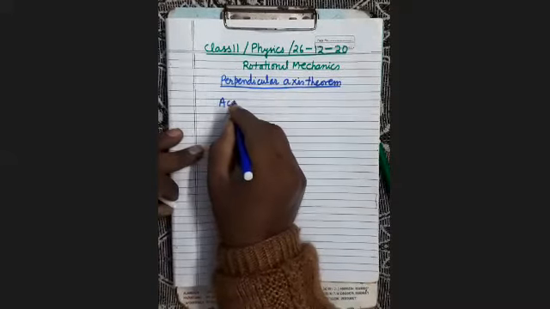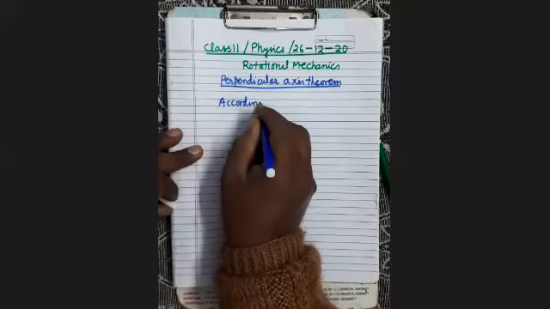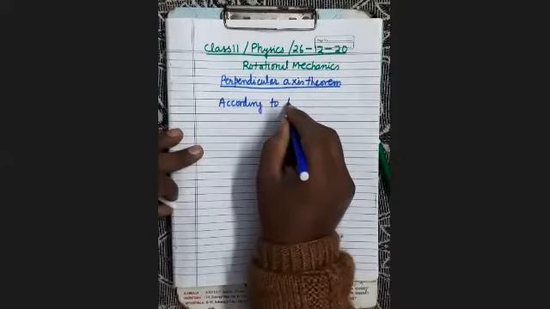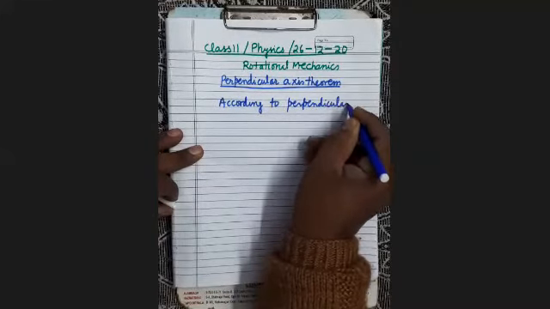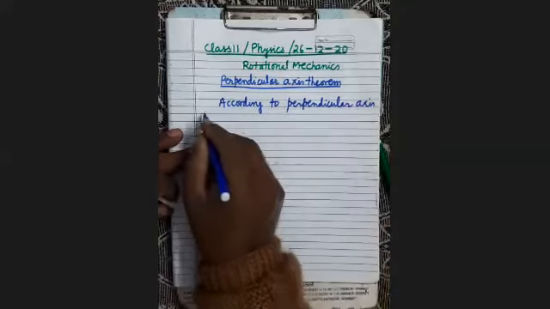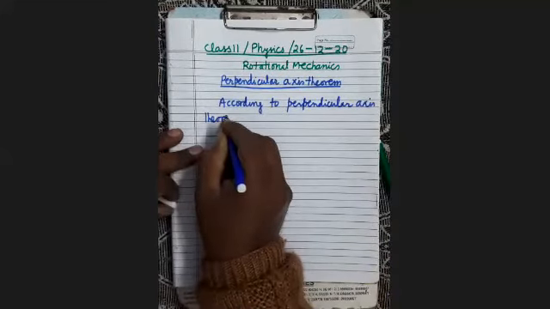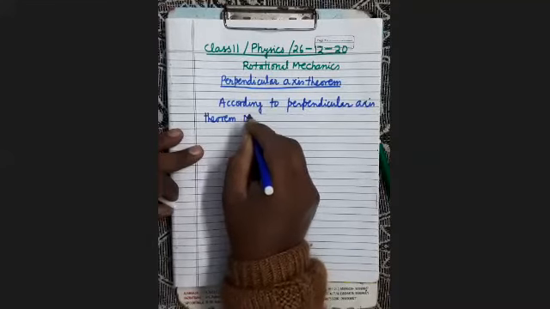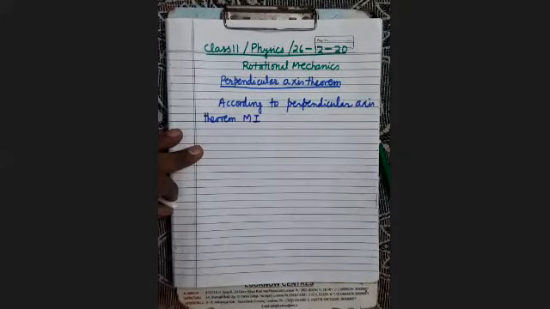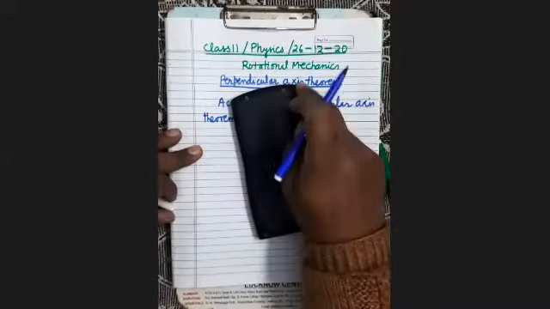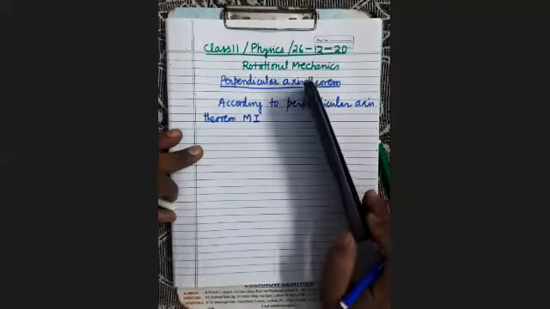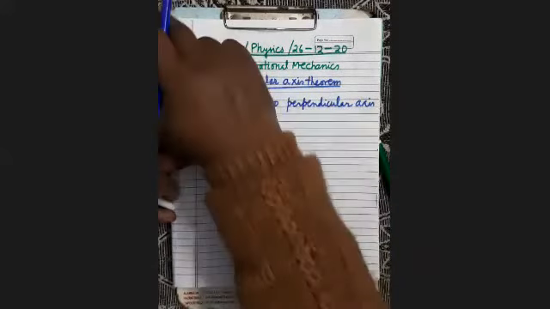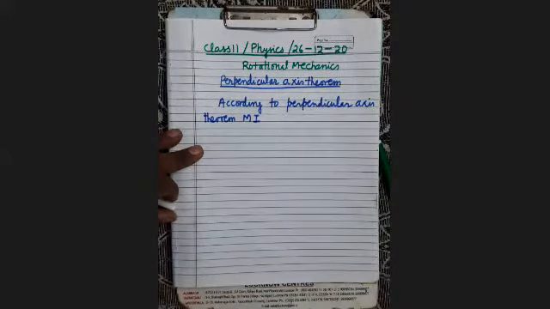According to perpendicular axis theorem, moment of inertia of a plane lamina. Plane lamina means it will be two-dimensional, just like this. It is having prominently only two dimensions, length and breadth. Its width is very, very small. It's clear. This cardboard, it is also a plane lamina.